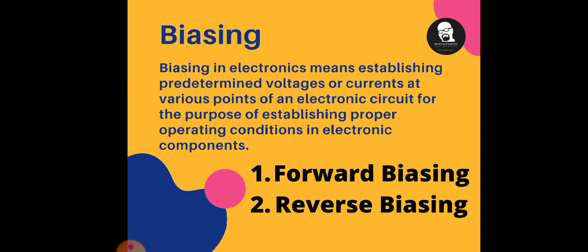Now, what is the biasing of a diode? Biasing of a diode means giving external supply to the diode to start its working. There are two types of biasing of a diode: forward biasing and reverse biasing.